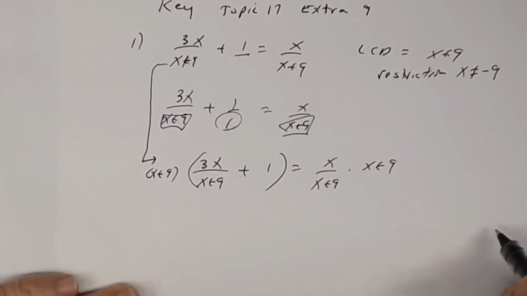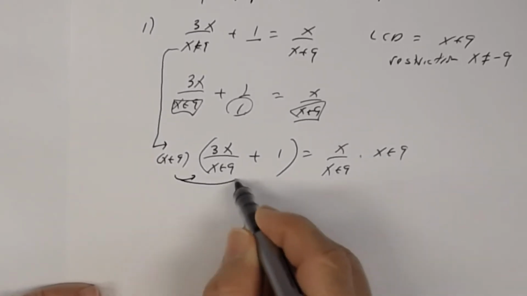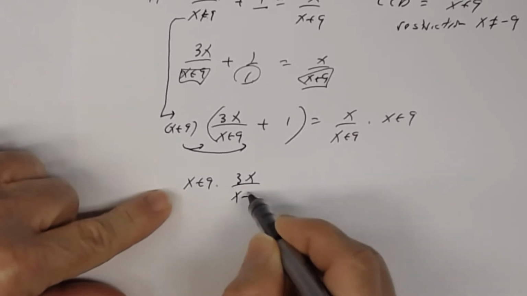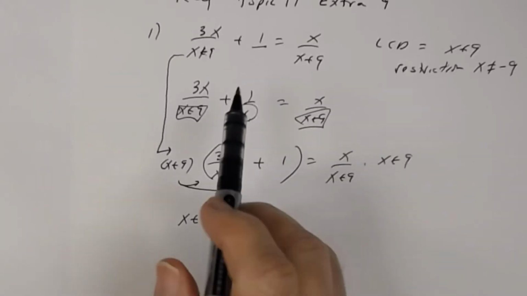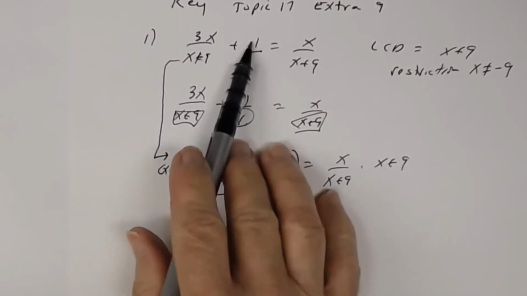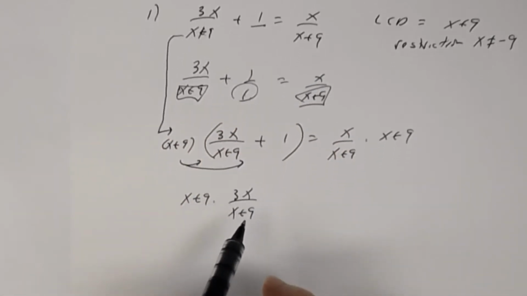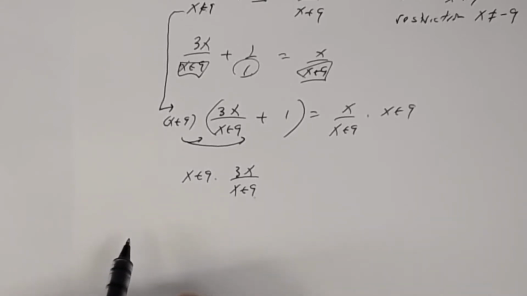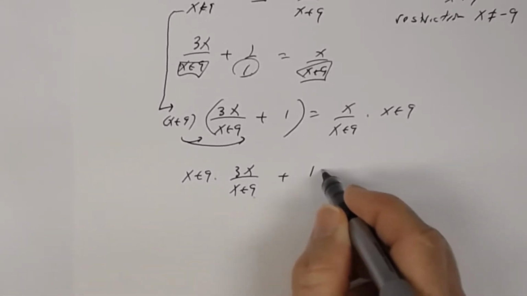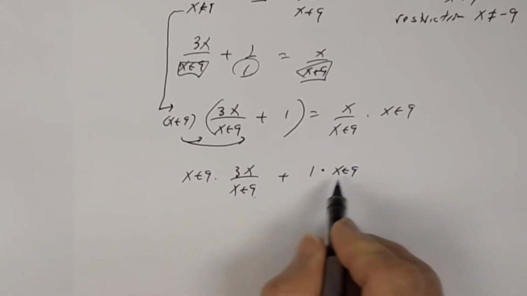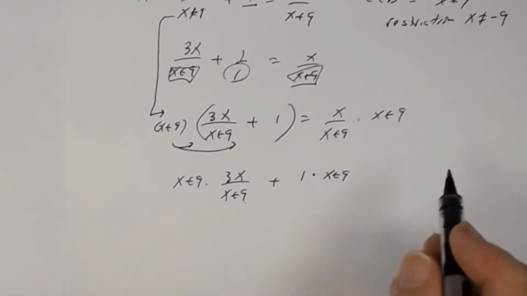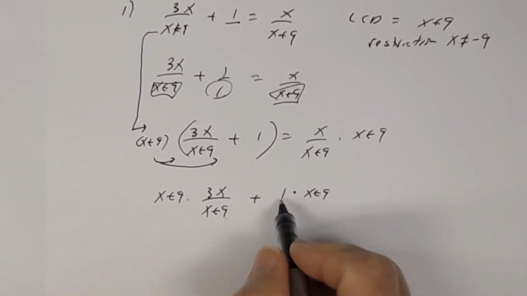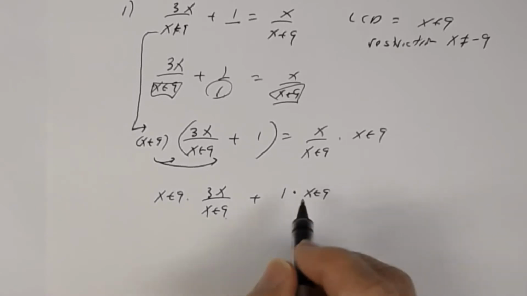Now I'm going to distribute here. So I get x plus 9 times 3x divided by x plus 9, just like this. Remember, every rational expression has to be multiplied by x plus 9. So this has to be multiplied by x plus 9, plus 1 times x plus 9. Now I'm going to come back and fix this because I need you to be careful here, because this is what some of you are going to do. You're not going to make a mistake here because this is a 1, but if this is a 2, you could easily make a mistake.